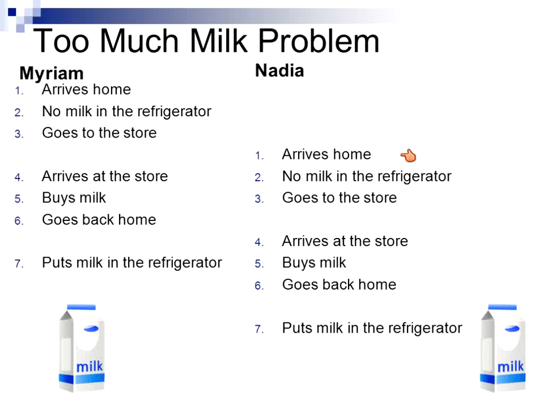While she's at the store, Nadia comes home. She sees that there's no milk in the refrigerator. In the meantime, Miriam is at the store and buys milk and is now coming back home when Nadia decides to go to the store to get milk. Miriam gets back home. In the meantime, Nadia is at the store buying milk. Miriam puts the milk in the refrigerator. Nadia then goes back home, puts the milk in the refrigerator, and now they have too much milk.